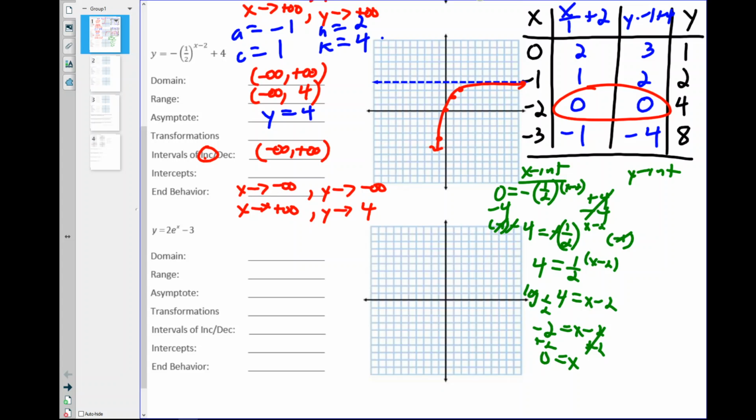Now we put in that same 0 for x to find the y-intercept. We would say y is equal to negative 1/2 to the 0 minus 2, plus 4. So y is equal, 0 minus 2 is negative 2. Negative 1/2 to the negative 2. I'm sorry, not negative 1/2. The negative stays on the outside. What's 1/2 to the negative 2? It's 4. So you end up with negative 4 plus 4, which also gives you 0. So that makes sense. Both intercepts here are at 0, 0.